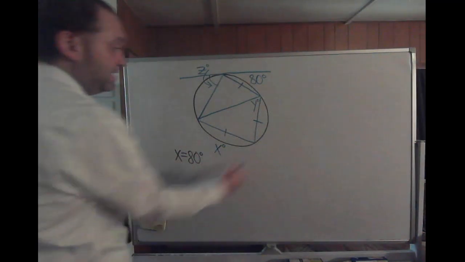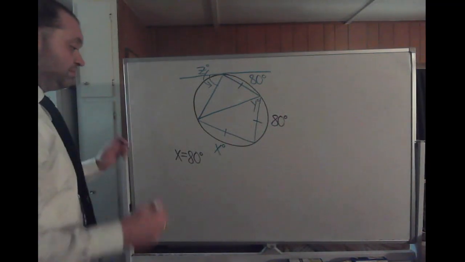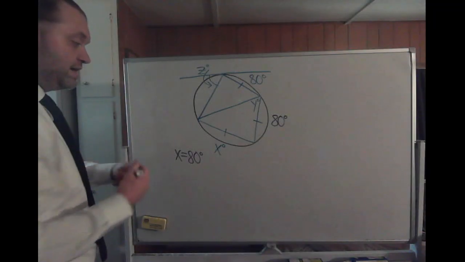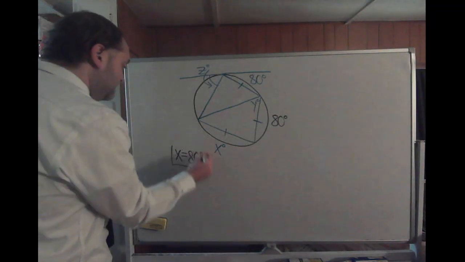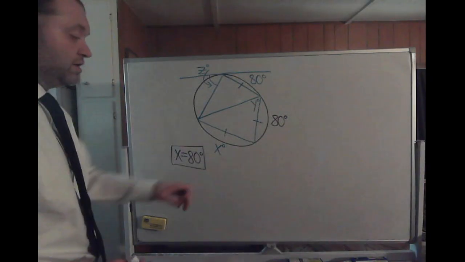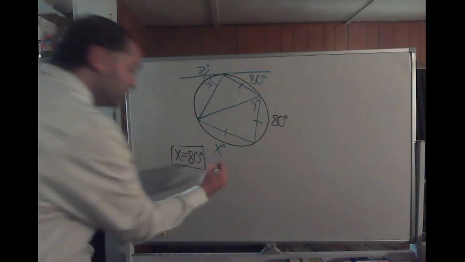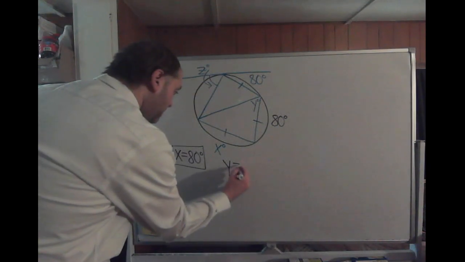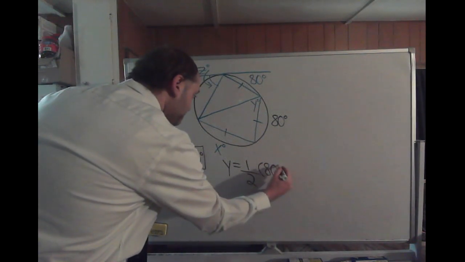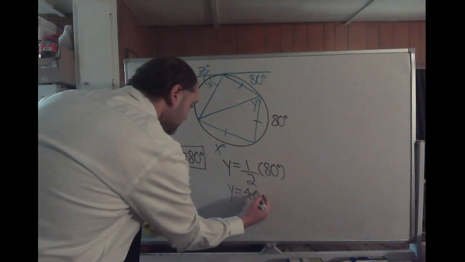So that's 80. This would also be 80. Then we'll fill in that missing part. So then y should be real easy to solve because it's an inscribed angle here that intercepts the x degree arc. And we know an inscribed angle is equal to half the measure of the arc it intercepts. So y would be equal to half of 80 degrees, which means y is equal to 40 degrees.